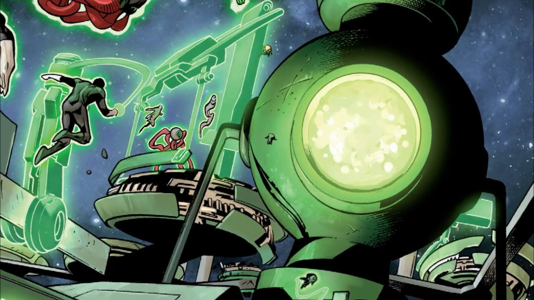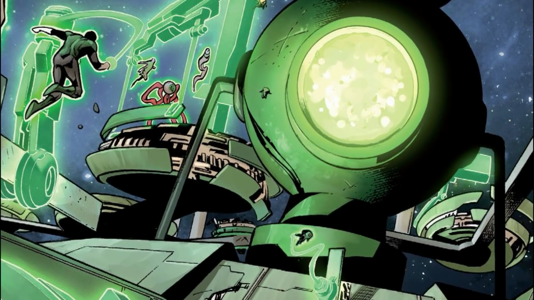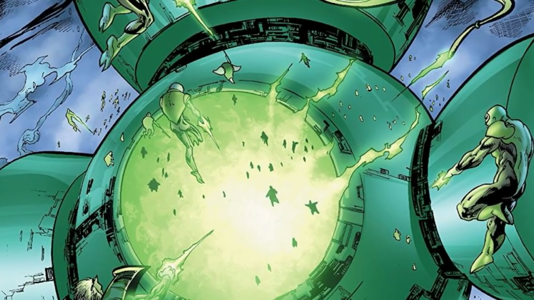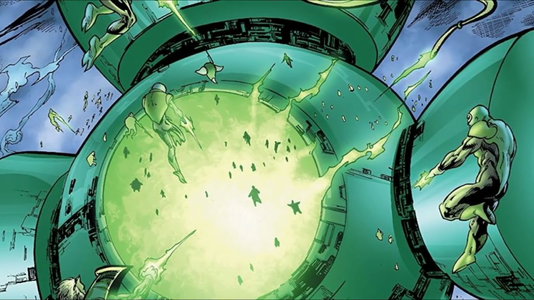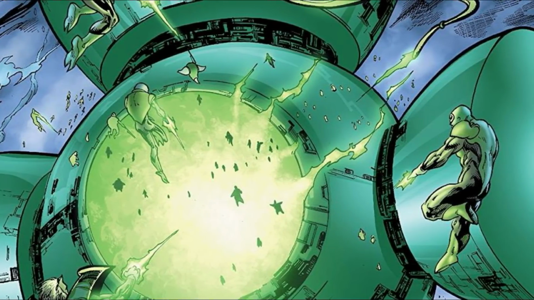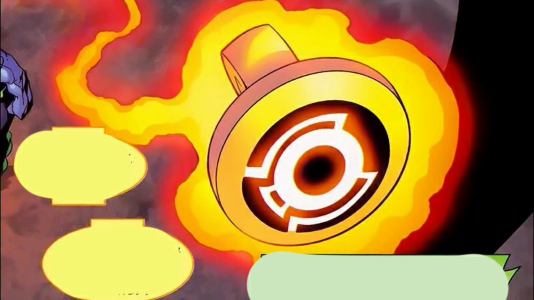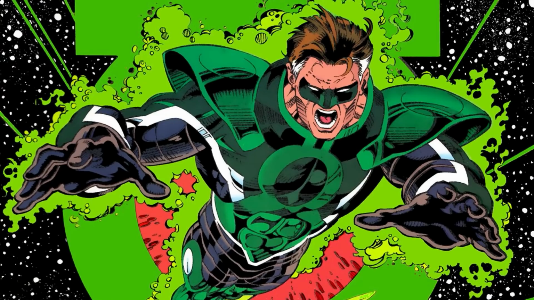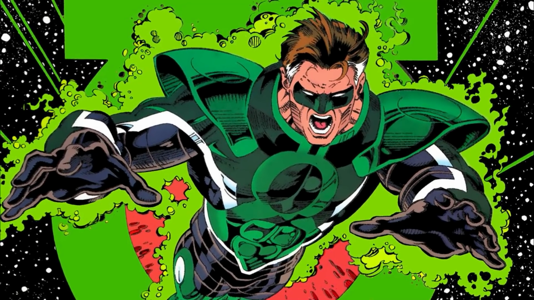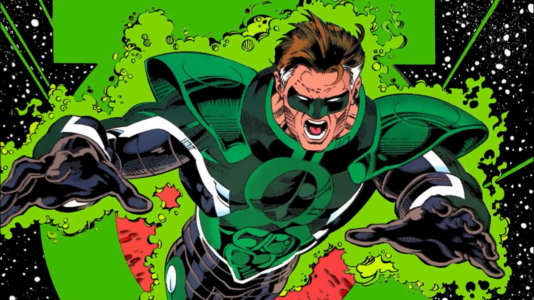It was eventually imprisoned in the Green Lantern Central Power Battery. This made Parallax, or Yellow, immune to the Green Lantern rings. On the other hand, the ring grew weak to the color yellow. Now that the beginning is out of the way, let's talk about Hal Jordan's journey with this entity.